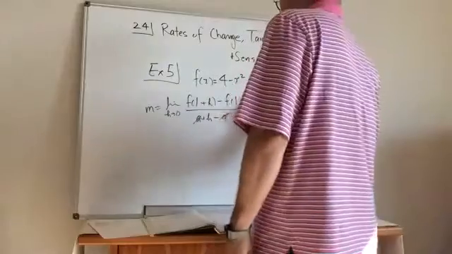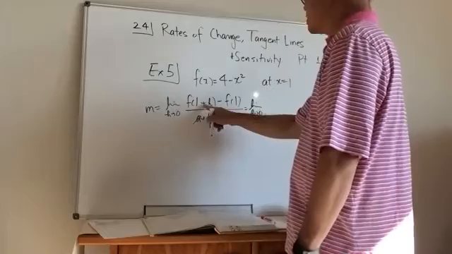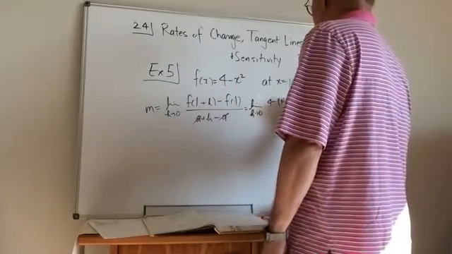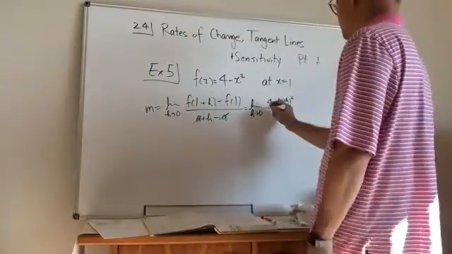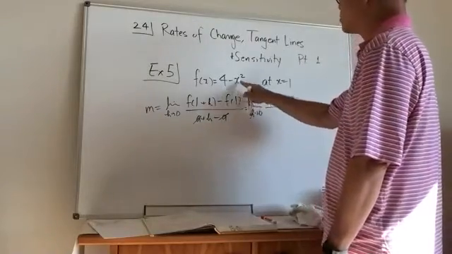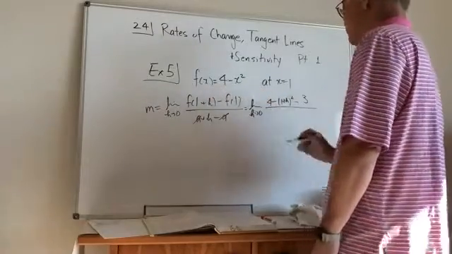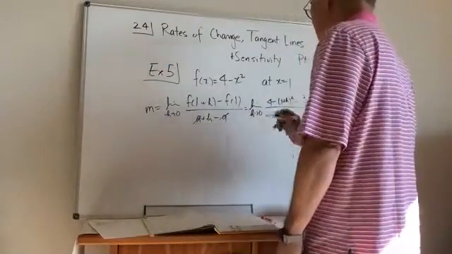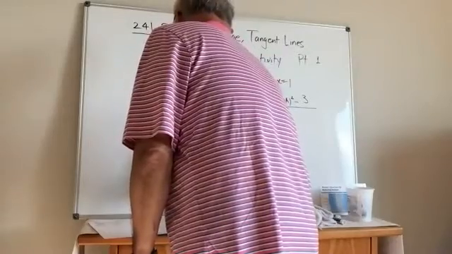So I'm going to get the limit as h goes to 0. 1 plus h is nothing more than putting 1 plus h in here. So I'm going to get 4 minus (1 plus h) squared. Then I'm going to subtract when x equals 1. When x equals 1, I put that in here, I get 4 minus 1. So that's going to be equal to 3. Okay, and I have h on the bottom. Limit as h approaches 0.